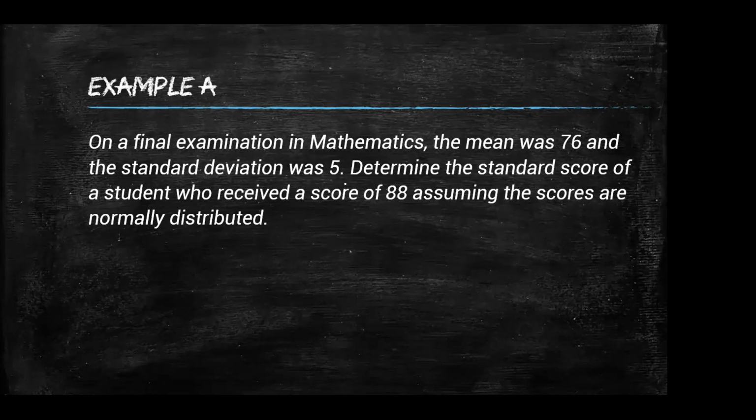Okay. So, we have example A. On a first examination in mathematics, the mean was 76 and the standard deviation was 5. Determine the standard score of a student who received a score of 88, assuming the scores are normally distributed.